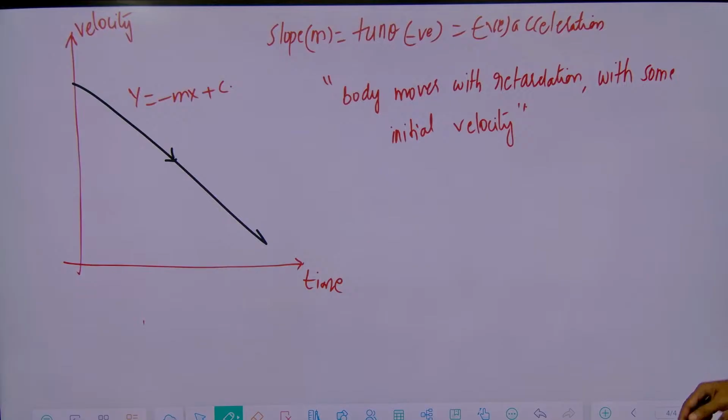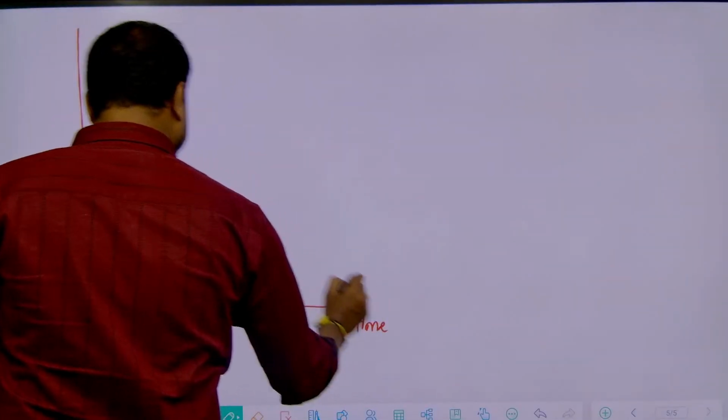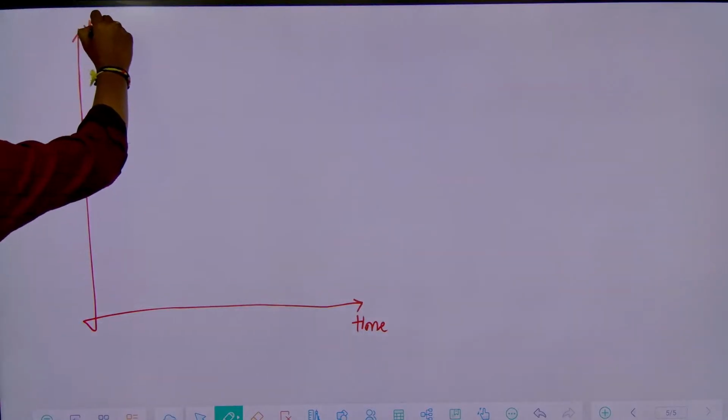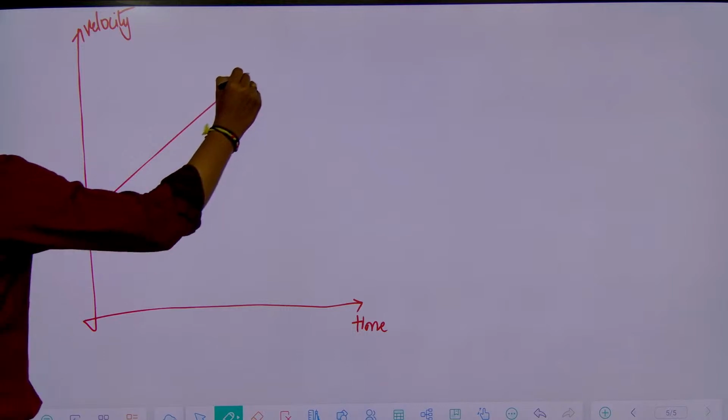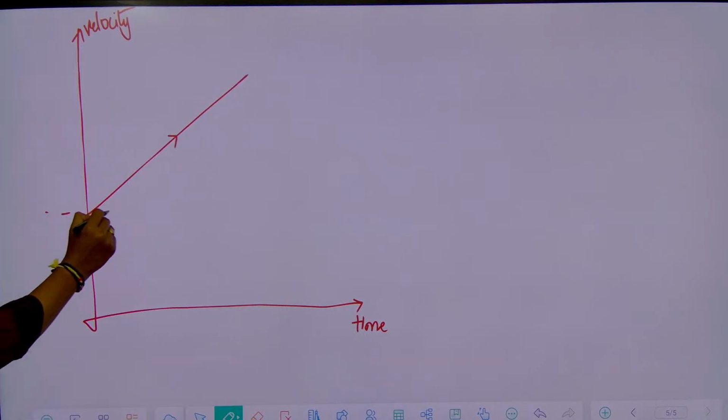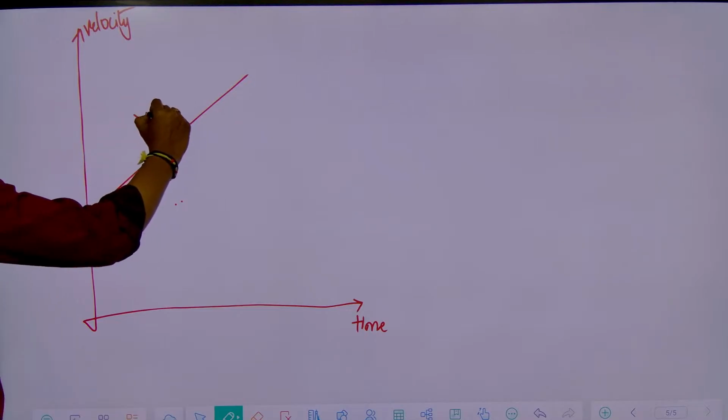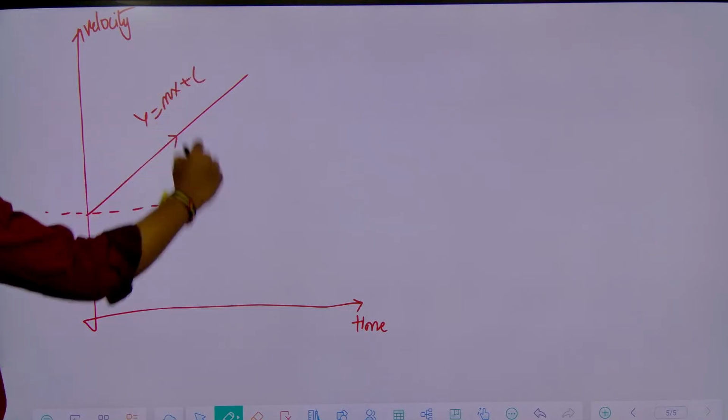Now see the next problem. I'll take velocity and time like this. I'll take this as time and this as velocity, and the graph is like this. This is the graph. Are you clear? Now what is the meaning of this graph? What is the equation of this graph? Y is equal to mx plus c, right?